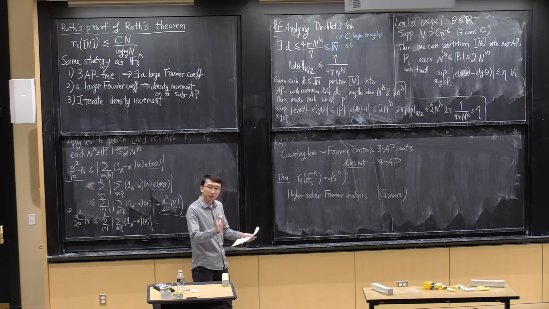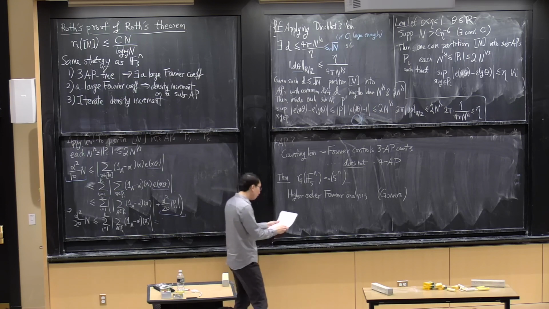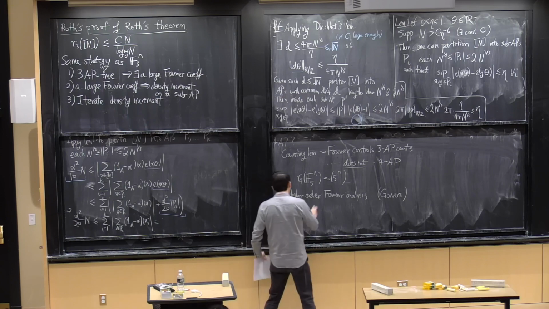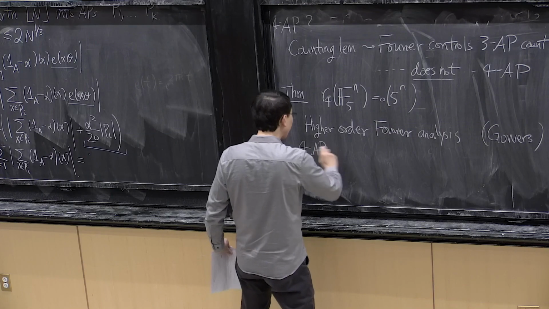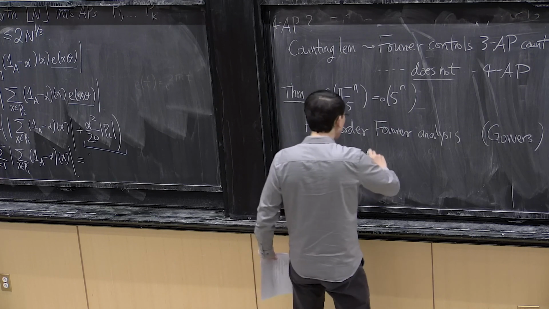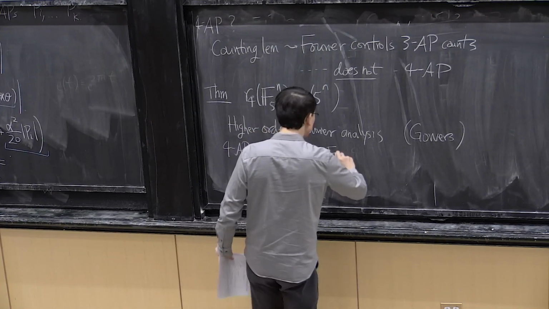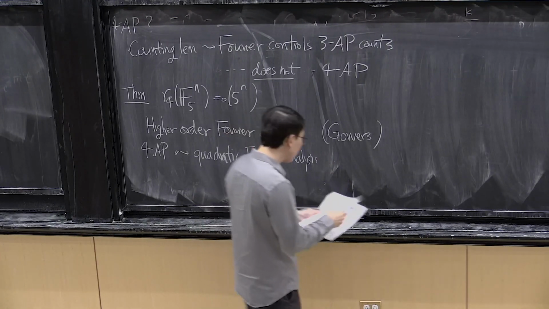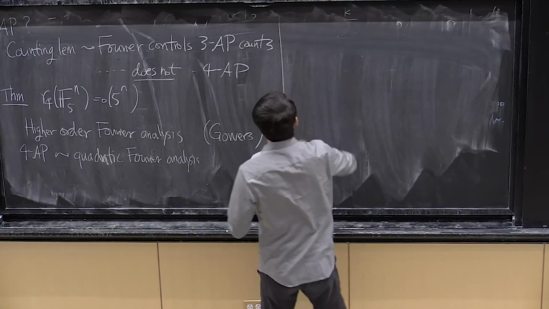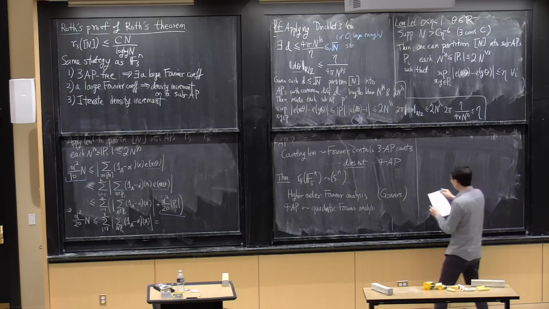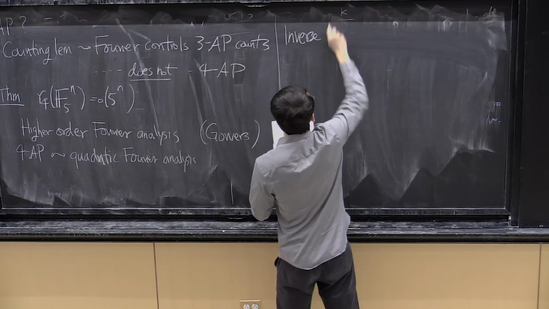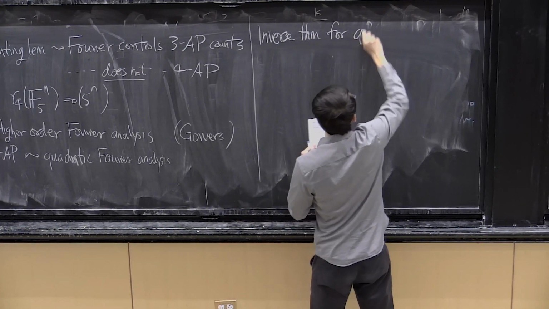I just want to give you one specific statement of what this higher order Fourier analysis looks like. So it's a fancy term, and the statements often get very technical, but I just want to give you one concrete thing to take away. Right, so for 4 APs, higher order Fourier analysis, it also goes by the name quadratic Fourier analysis. Okay, so let me give you a very specific instance of the theorem. And this can sometimes be called an inverse theorem for quadratic Fourier analysis.